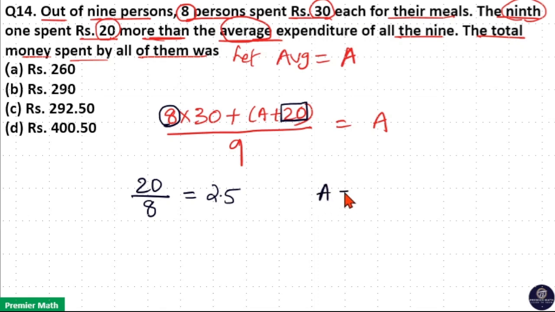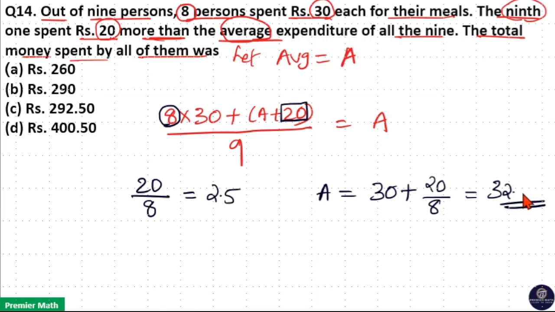So the average is equal to the money spent by these 8 people, which is 30, plus the extra money spent by the ninth person, which is 20, divided by 8. So 30 plus 20 by 8 is equal to 32.5.